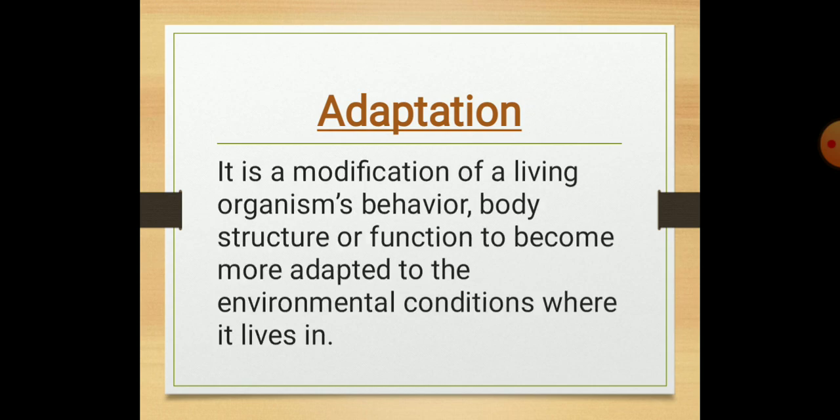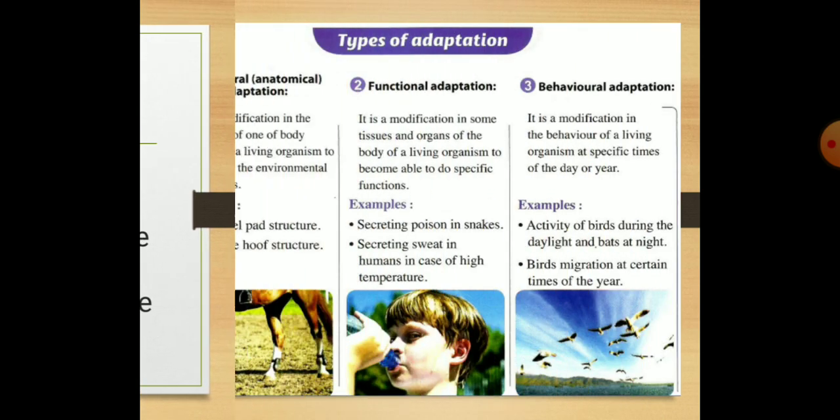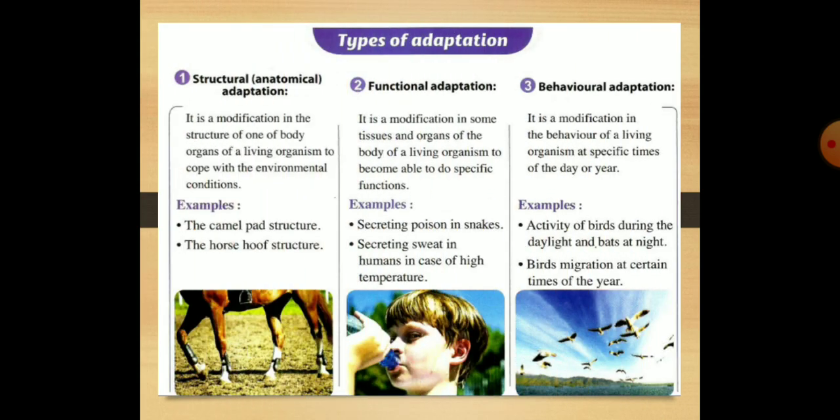The structure of the camel's foot and the horse's hoof copes with the way of movement and the environmental conditions in which they live, and this is known as adaptation. So what is the meaning of adaptation? It's the modification of a living organism's behavior, body structure, or even the biological functions of its organs to become more adapted to the environmental conditions where it lives. Perfect.